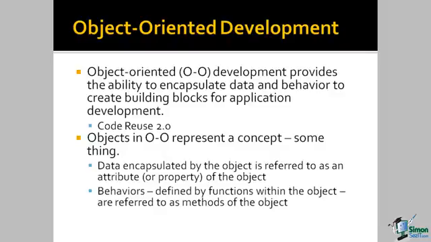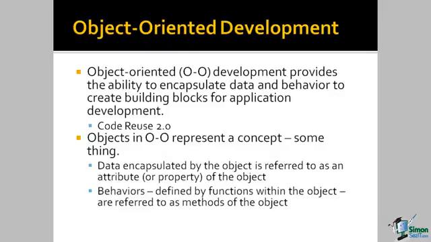Object-oriented development is the epitome of software reuse. In object-oriented development, an object represents a thing, a concept within our application. Those things have attributes or properties that define their being. We refer to that data that we enclose within this software construct as attributes or properties of the object.